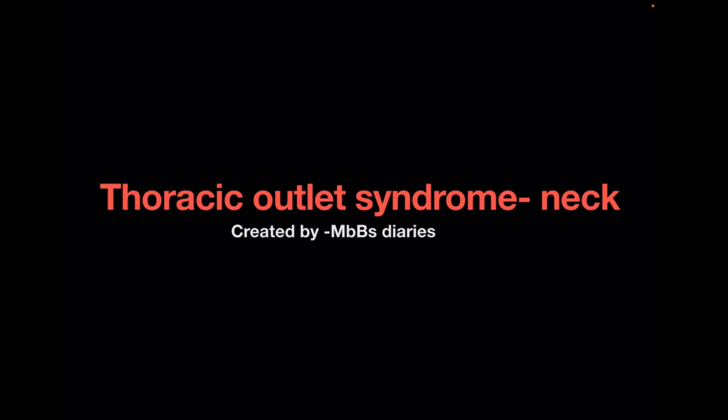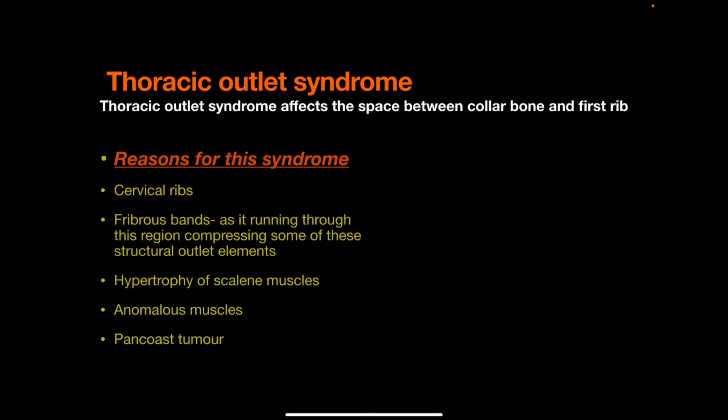It's actually a compression or irritation of brachial plexus elements, or you can also say due to the involvement of the subclavian vein or subclavian artery. Now we discuss the structural causes of thoracic outlet syndrome in the next slide. Now you can see the reasons for this syndrome. First one, that is cervical ribs. Now you can ask how cervical ribs are responsible for this syndrome.